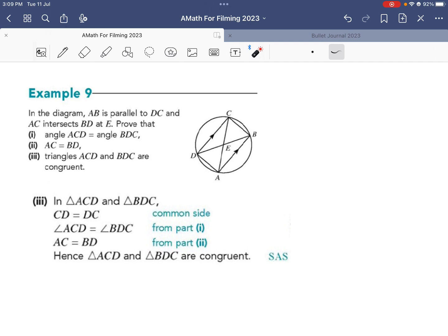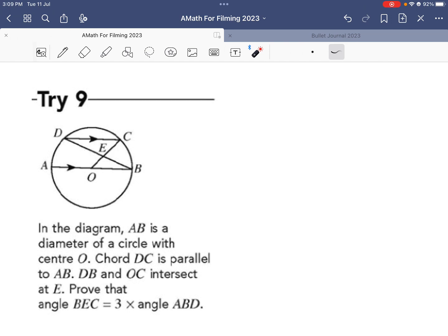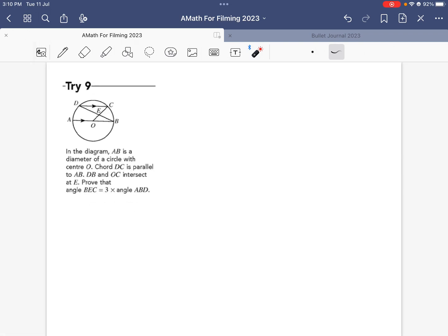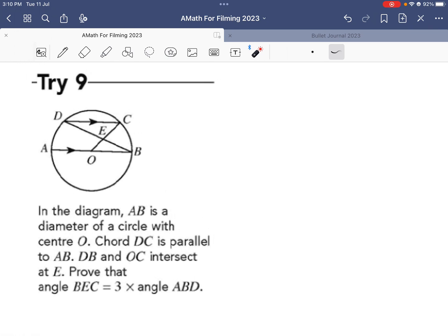So what we have is SAS. We have proven side, angle and side are equal. So therefore, the two triangles are congruent. I urge you to pause the video to try Try 9 before we carry on. Now I will carry on to give you an explanation on Try 9 itself.